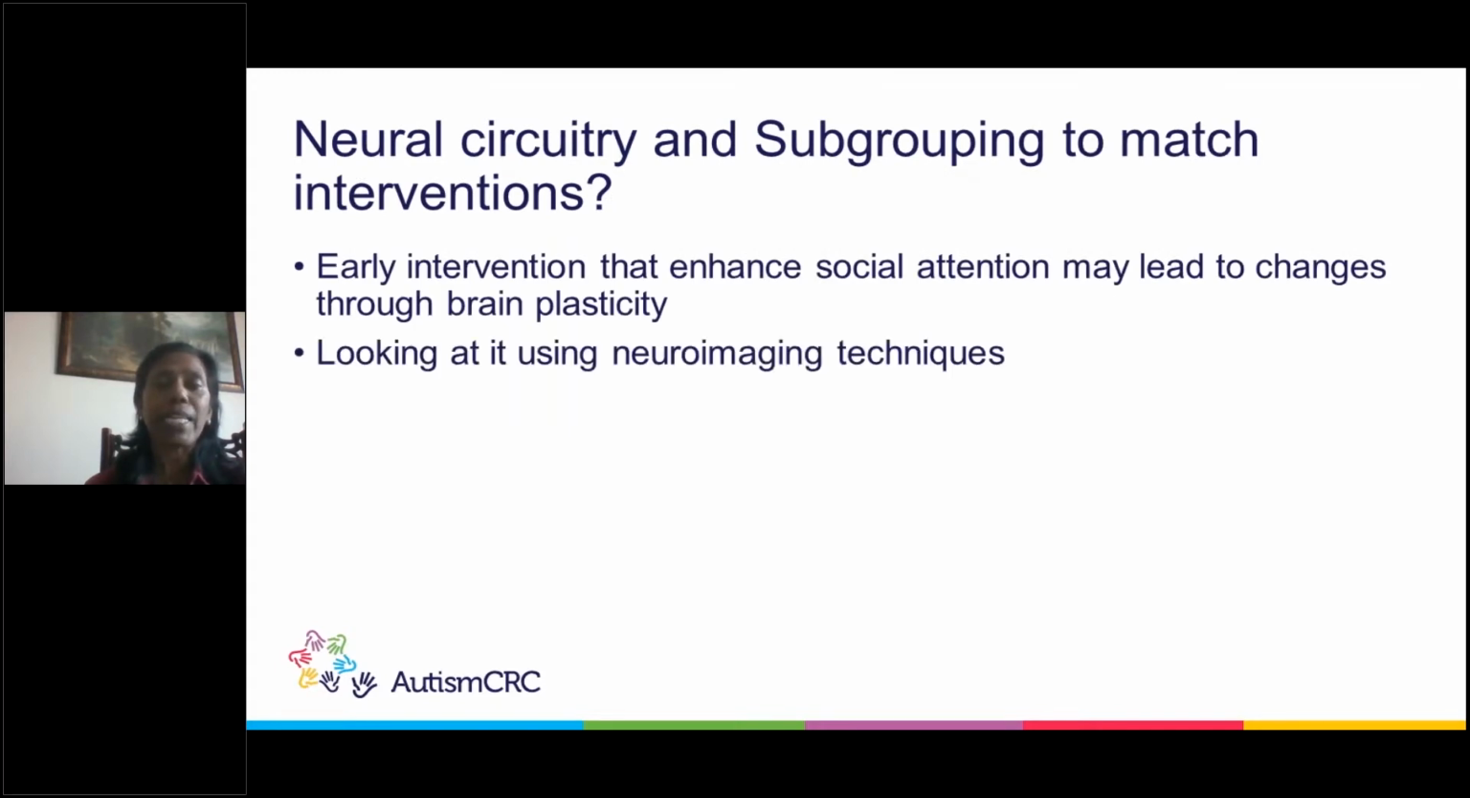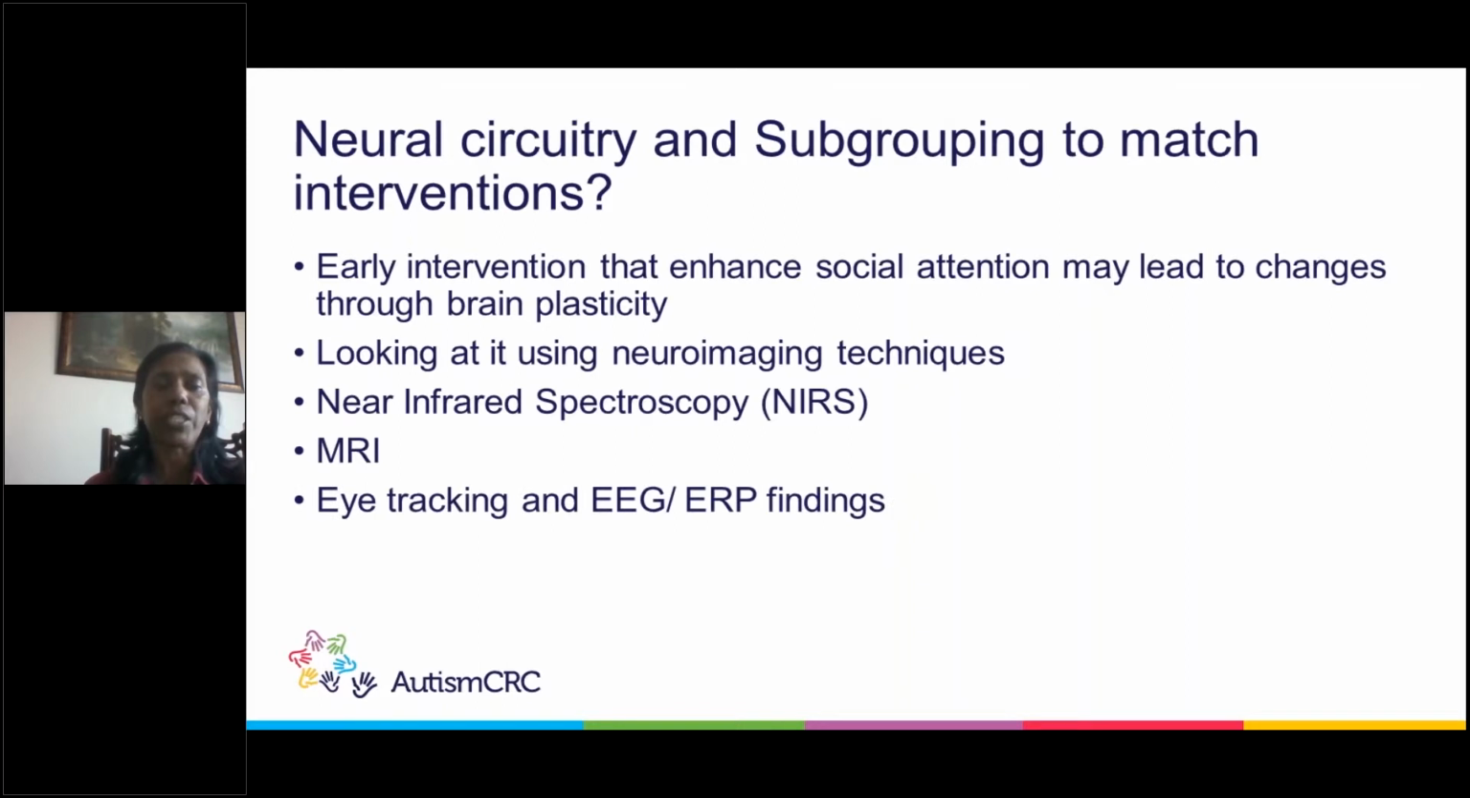So we believe that using neuroimaging techniques like the one I'm going to talk about a bit more, near infrared spectroscopy, can help. People also use magnetic resonance imaging, which is more of a structural aspect of the brain imaging. Then we can also use eye tracking, EEG, evoked response potential, etc.